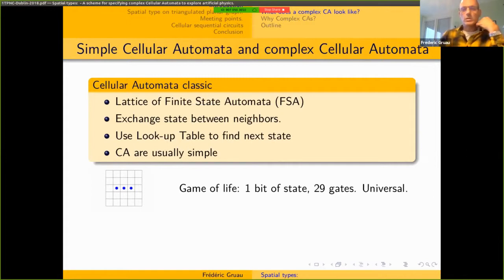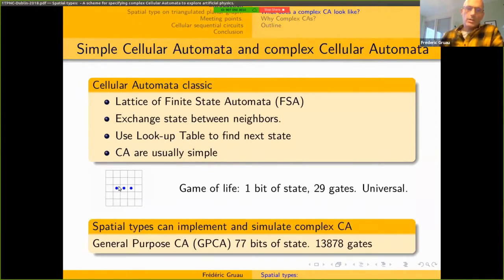People usually use such simple rules because already with such simple rules you can have universal computation, and also because the inherent formalism of lookup tables is limited to 1 or 2 bits of state, simple state, and immediate neighborhood. I'm interested in complex CA, and I propose in this talk a new scheme to implement and simulate complex CA, because I want to do general purpose computation on CA. And this is inherently complex.